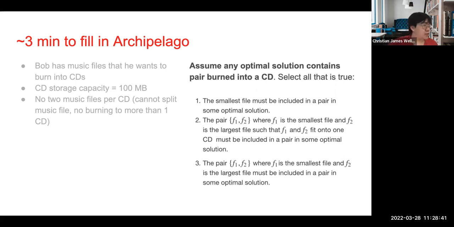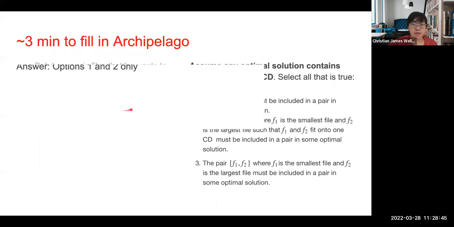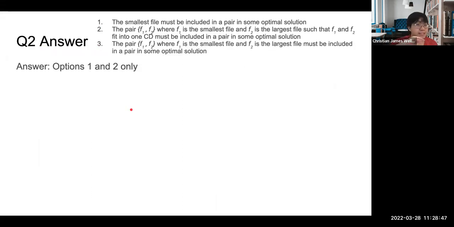Okay, so I think I'll just go on. All right, so the answer is actually options 1 and 2. I think a lot of you chose option 2, and this is because maybe you translated directly from the first problem. But actually, option 1 is also true. The smallest file can be included in a pair in some optimal solution. So we'll show why.